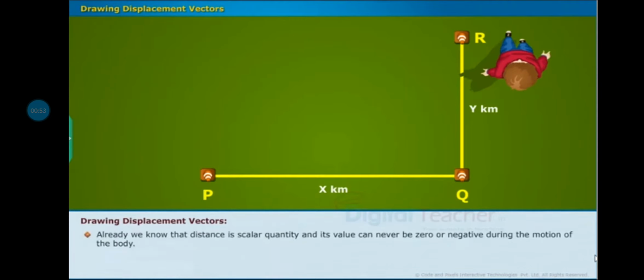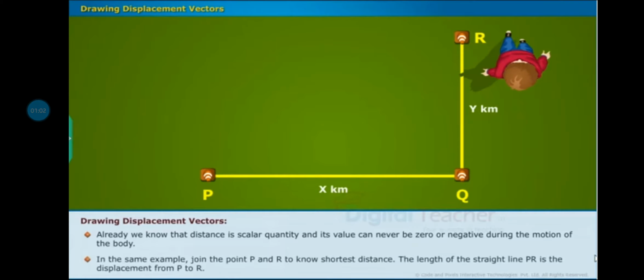Already we know that distance is a scalar quantity and its value can be 0 or negative during the motion of the body. In the same example, join points P and R to know the shortest distance. The length of the straight line PR is the displacement from P to R.